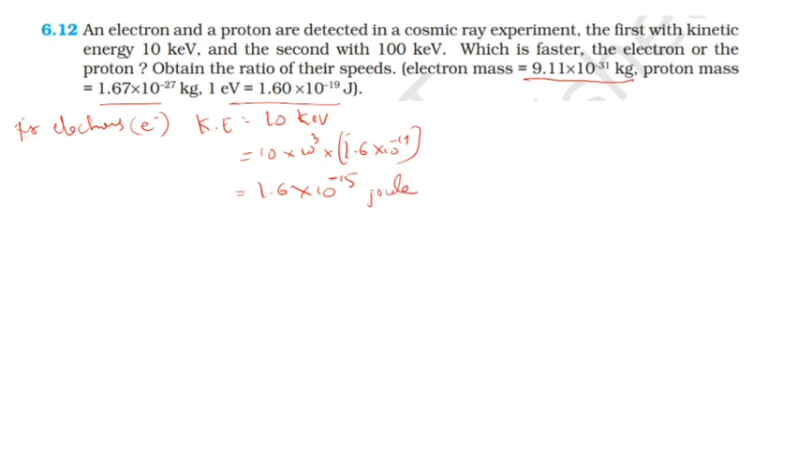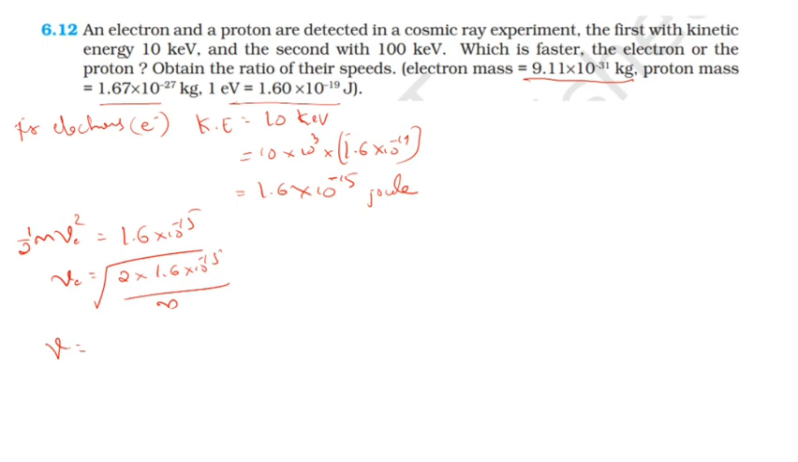Right. If the electron is moving with a speed Ve, then the kinetic energy of the electron will be half m Ve square, which is equal to 1.6 into 10 to the power minus 15. I want the Ve value now. So this will be 2 into 1.6 into 10 to the power minus 15 divided by the mass of the electron, and there will be a square root because of the V.